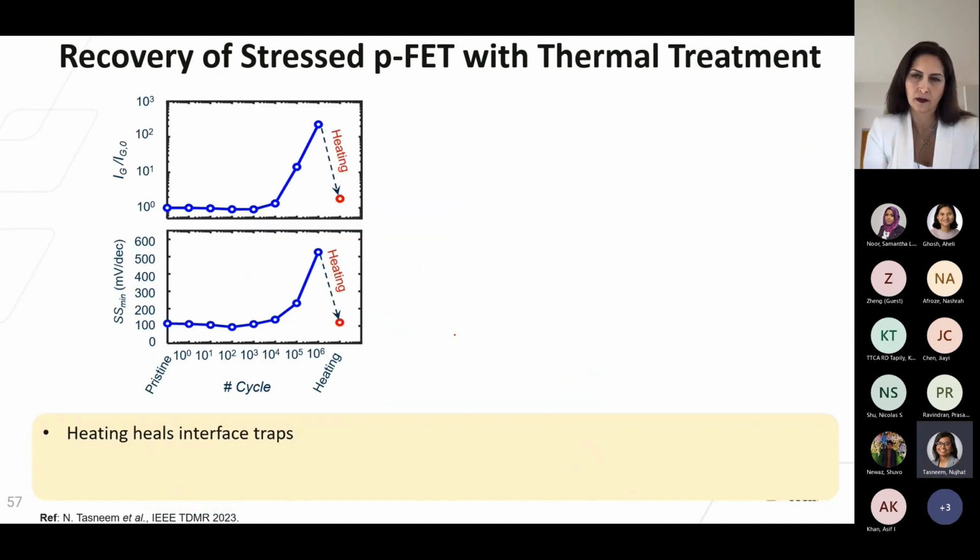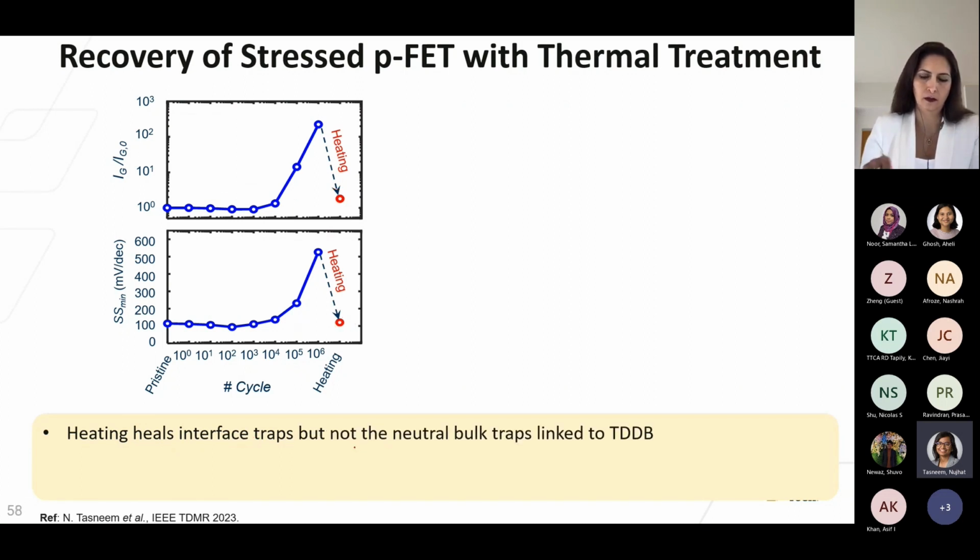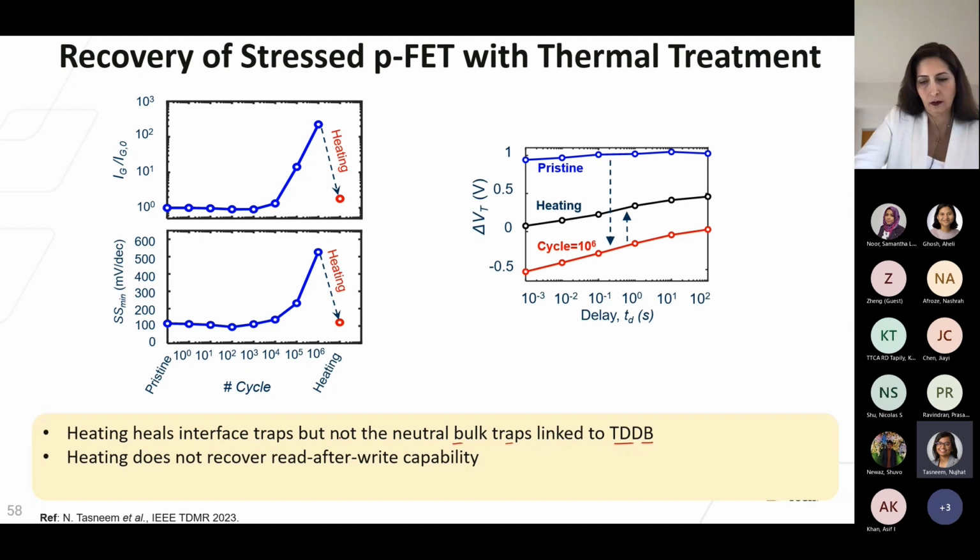So to summarize, the results show that gate leakage and subthreshold swing keep on degrading with fatigue cycling, indicating interface degradation. However, after thermal treatment, both these values fully recover and go to their pristine state. So this indicates that heating can actually heal the interface traps. However, the older paper also showed that in MOS capacitor, heating cannot heal the neutral bulk trap that is related to the time-dependent dielectric breakdown. And our results from this experiment also show that heating cannot recover the stress-induced read after write delay in FeFETs.